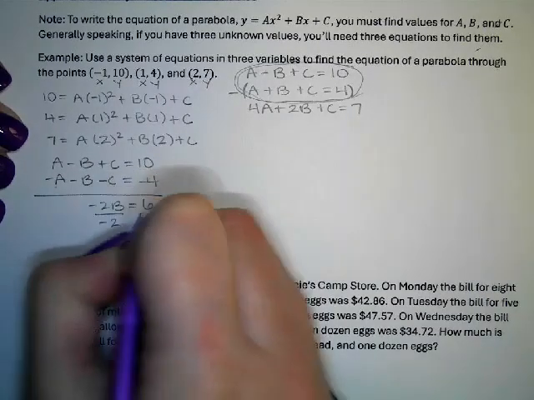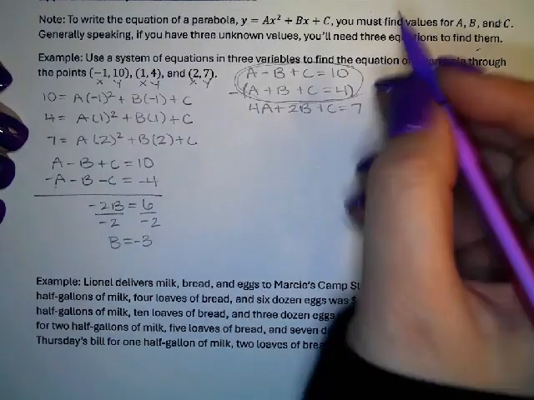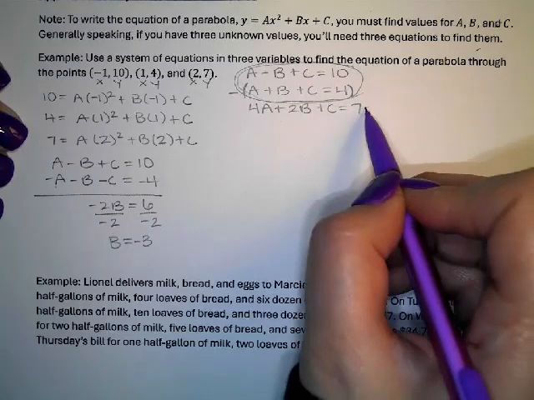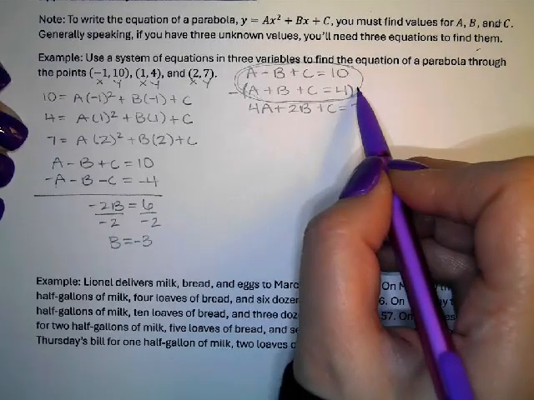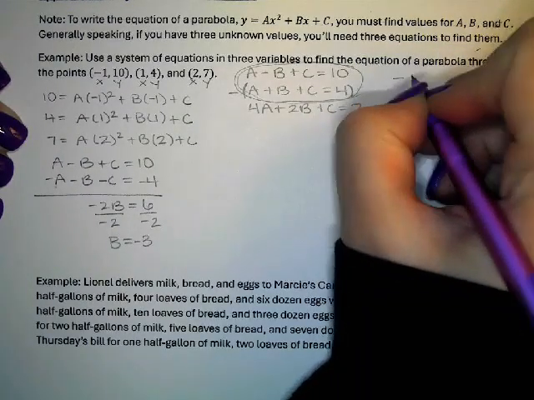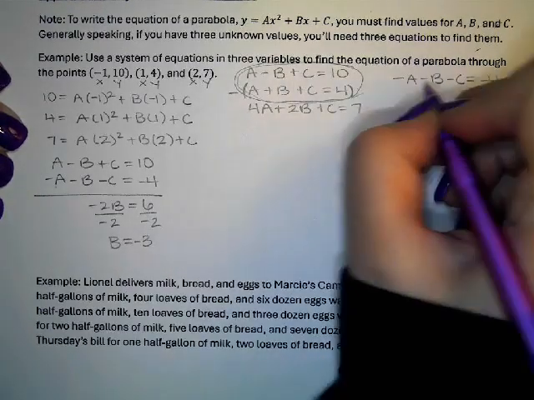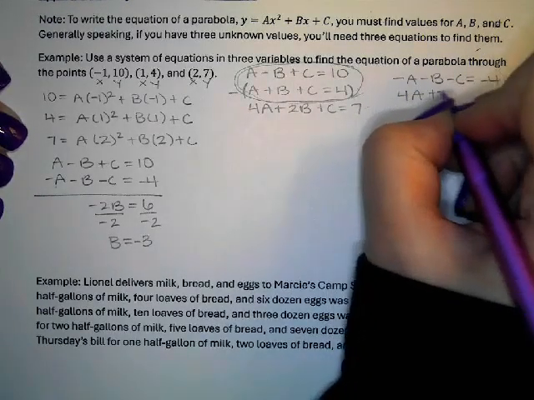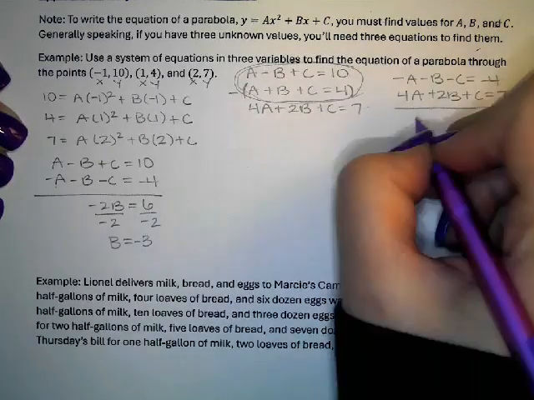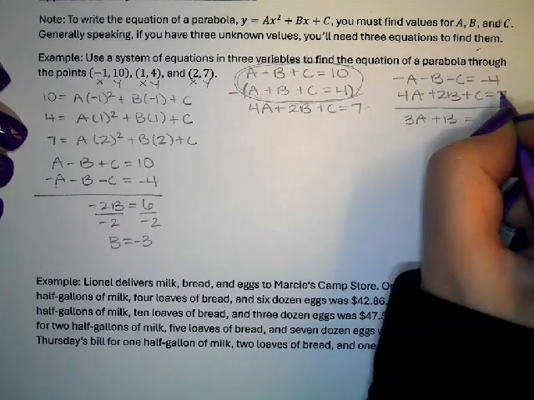Now I have to use the third equation, and I'm going to go ahead and use the third equation and the negative version of the second equation that I already found. So negative a minus b minus c is -4. 4a plus 2b plus c equals 7. Equals 3. I know that b is -3 because I just solved for it.